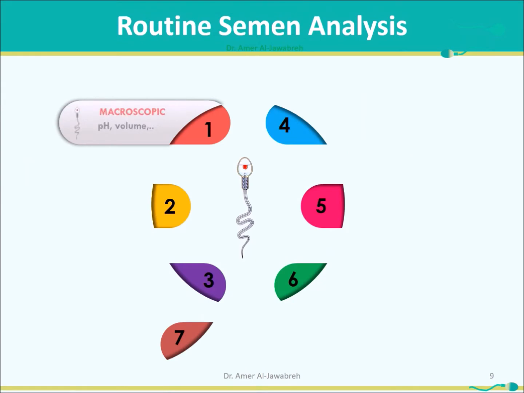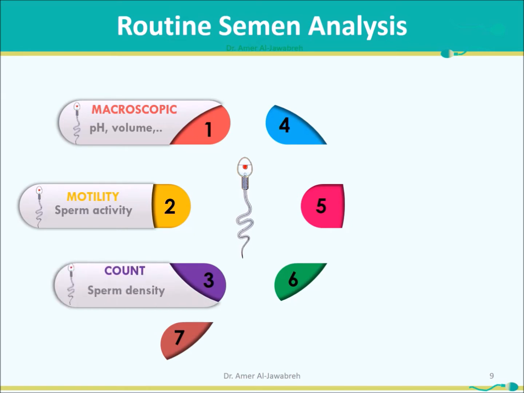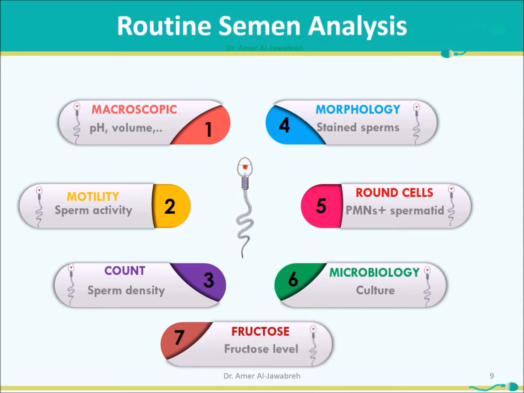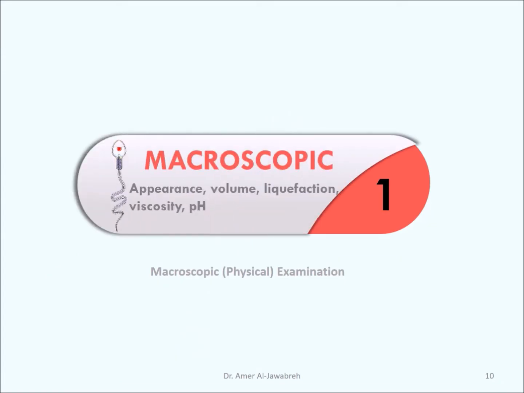Routine semen analysis. 1. Macroscopic. 2. Motility. 3. Count. 4. Morphology. 5. Round cells. 6. Microbiology. And 7. Fructose. Macroscopic examination includes appearance, volume, liquefaction, viscosity, and pH.